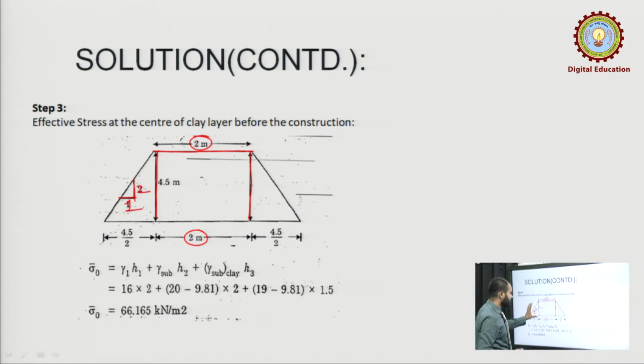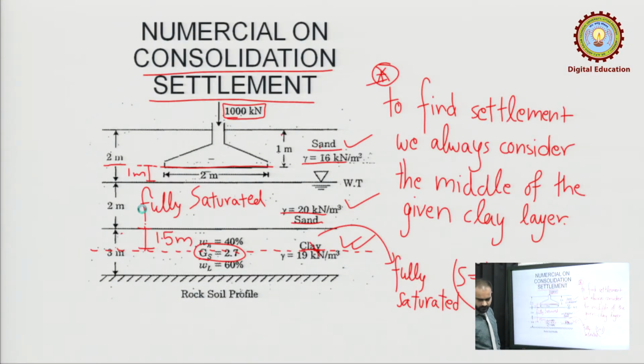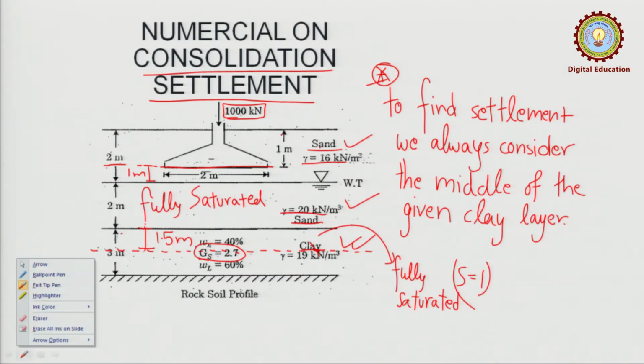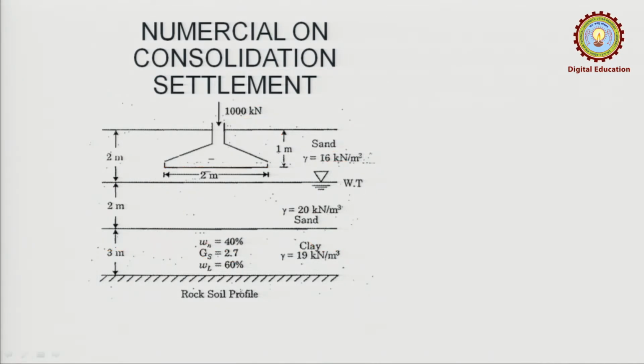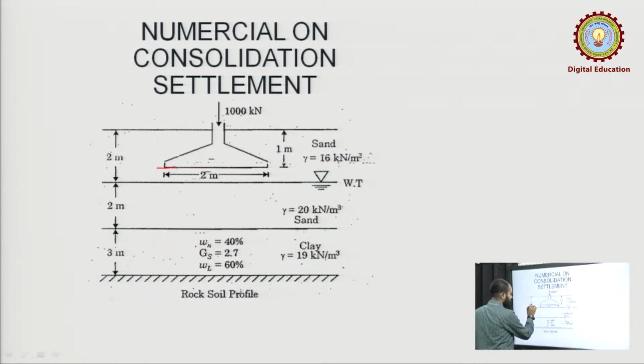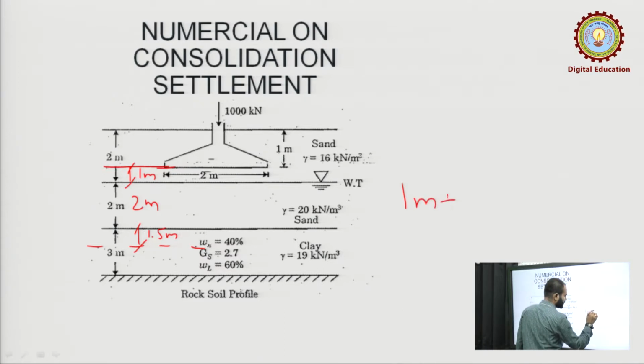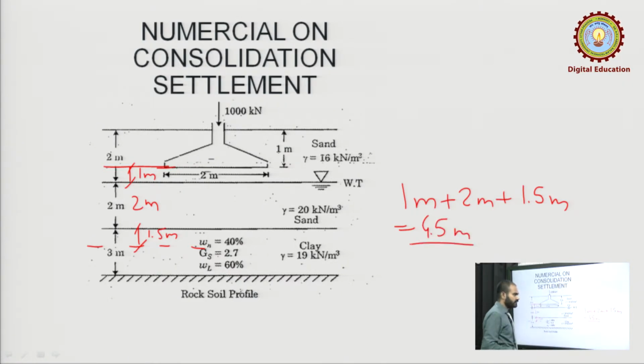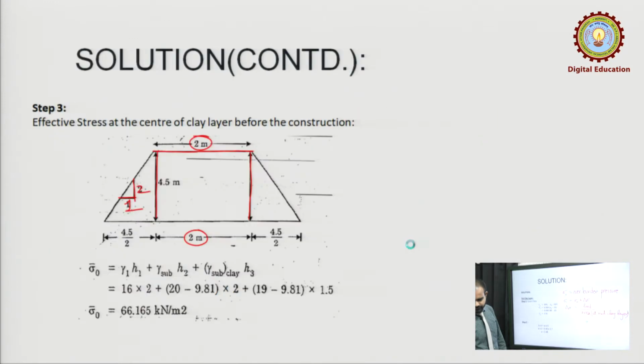Total height, how has this 4.5 come? You can see here, from here we have to calculate, I have already told you. So this was 1 meter and this is 2 meter. Here at the middle we are calculating, so this is 1.5 meter. So 1 meter plus 2 meter plus 1.5 meter comes out to be 4.5 meter. Is it fine? So this is the 4.5 meter depth.